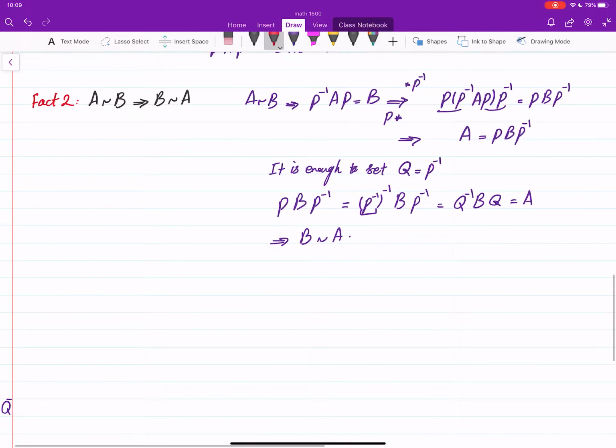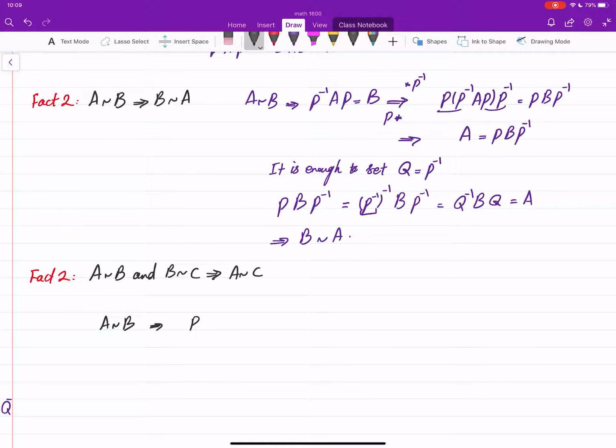And the last fact, I will call it fact 3. It's called transitivity. So if A is similar to B and B is similar to C, then you can conclude that A is similar to C. Well, this is also straightforward, because you see if A is similar to B, that means that we have P inverse A P equals to B for some P. And if B is similar to C, we can say that there's an invertible matrix Q such that Q inverse BQ is equal to C.